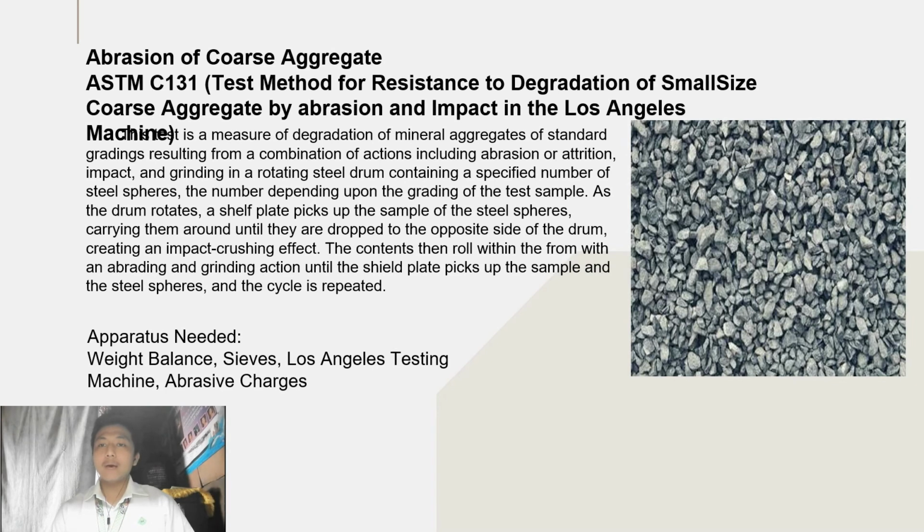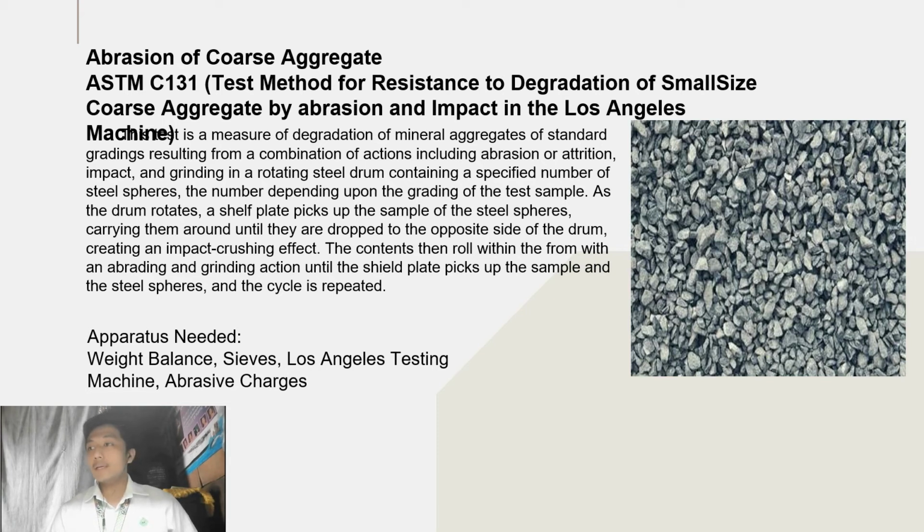Next naman po is about abrasion of coarse aggregates. Yung ASTM standards na nakadesignated dito ay ASTM C131, test method for resistance to degradation of small size coarse aggregate by abrasion and impact test in the Los Angeles machine. So this test is a measure of degradation of mineral aggregates of standard gradings resulting from a combination of actions including abrasion or attrition, impact and grinding in a rotating steel drum containing a specified number of steel spheres. The number depends upon the grading of the test sample.